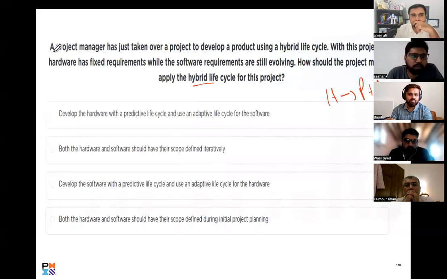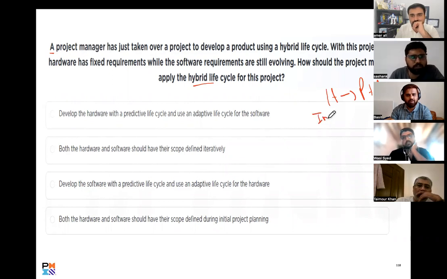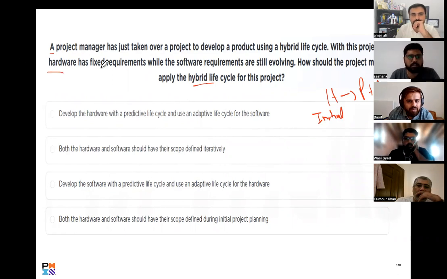Now we'll go through the question. A project manager has just taken over a project, so it is in the initial stage, to develop a product using a hybrid life cycle. With this project, the hardware has fixed requirements while the software requirements are still evolving. How should the project manager apply the hybrid life cycle for this project? So it's in the initial stage. It has both hardware and software requirements, whereas hardware requirements are fixed and software requirements are still evolving.